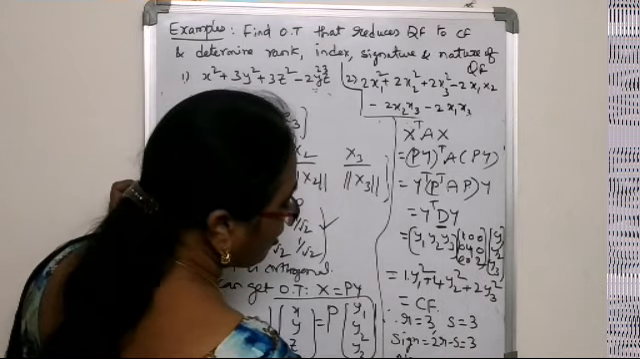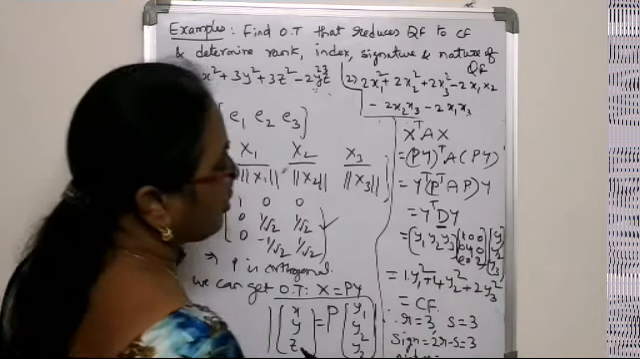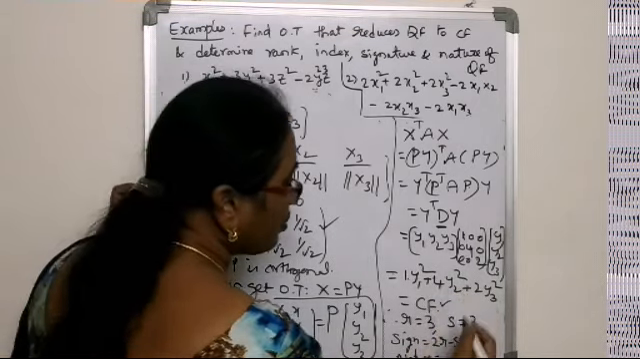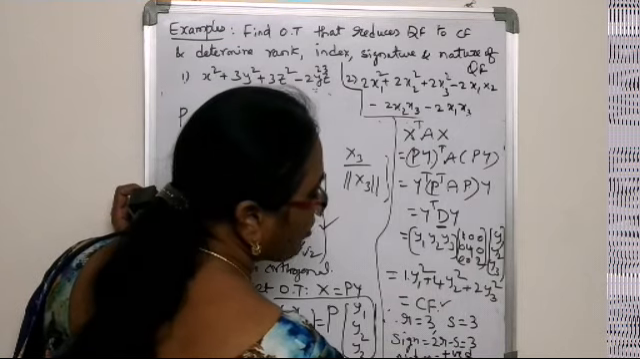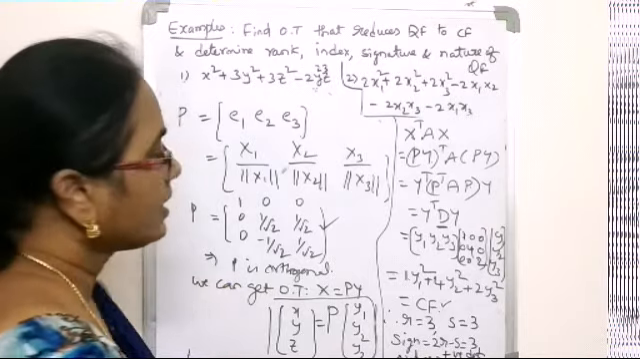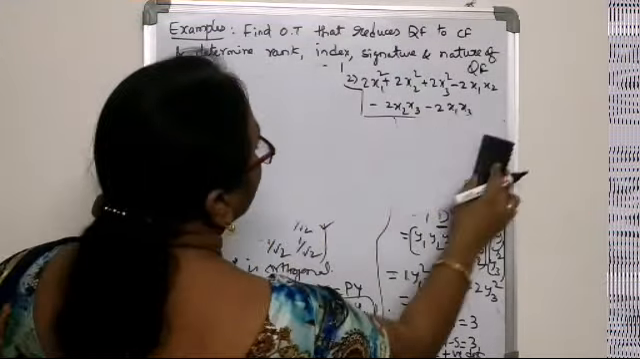And the nature of the quadratic form is, because all the possible 3 terms of the canonical form are positive, the nature of the quadratic form is known to be positive semi-definite. Now similarly, let us solve the second problem shown here.